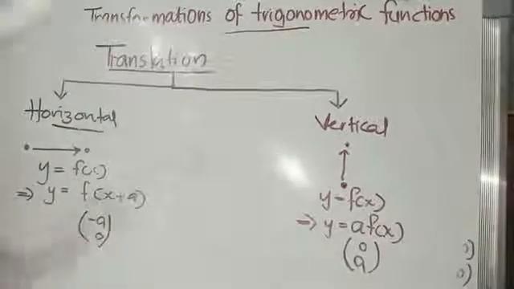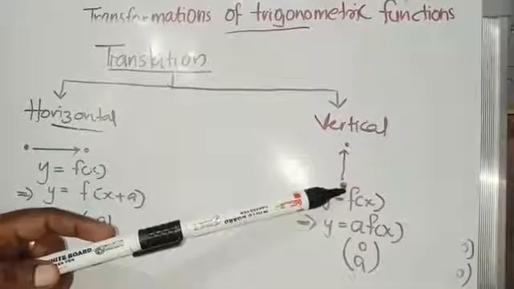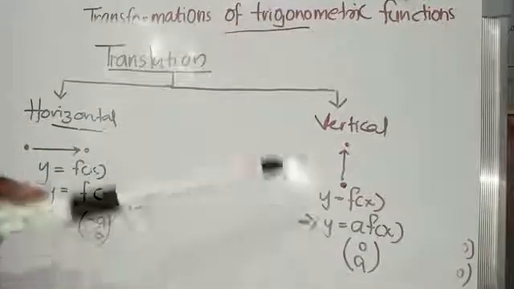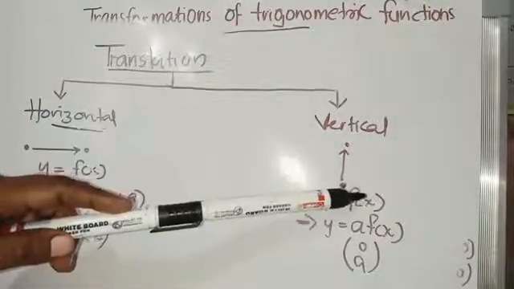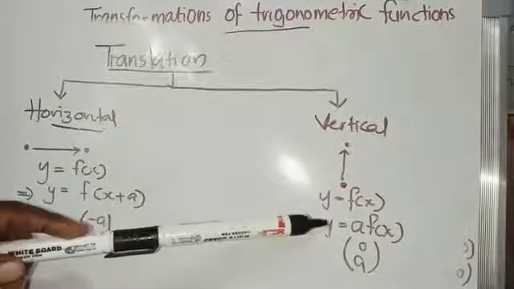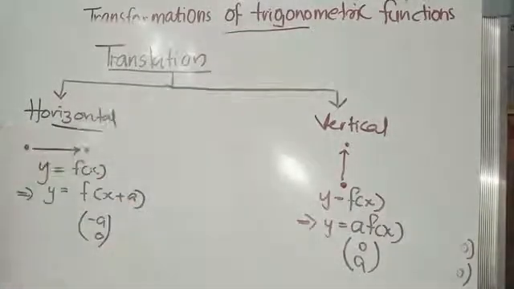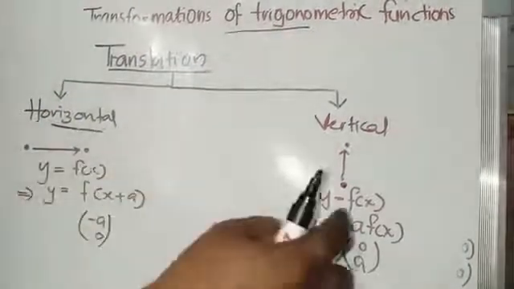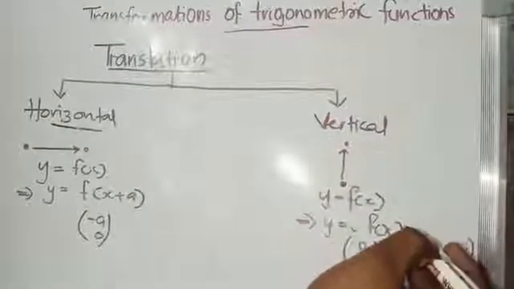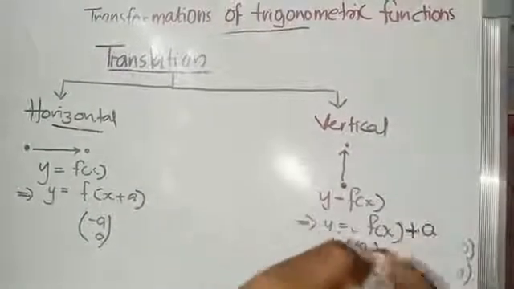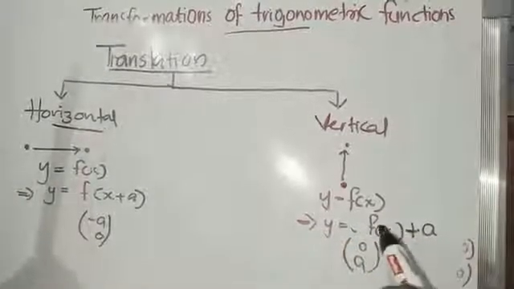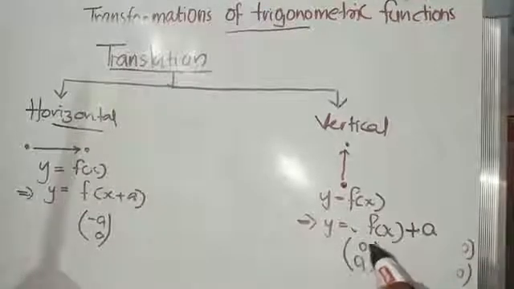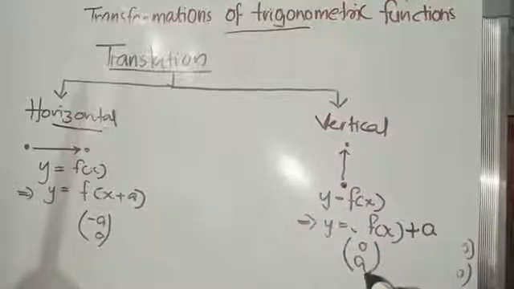Similarly, in the case of vertical translation, a point is translated vertically in the direction of the y-axis. That means y changes. So y equals f of x is a function translated vertically as y equals a plus f of x. It is not a f of x. It is a plus f of x, or f of x plus a. What is a f of x? a f of x is a stretch. It is f of x plus a with a translation vector (0, a).